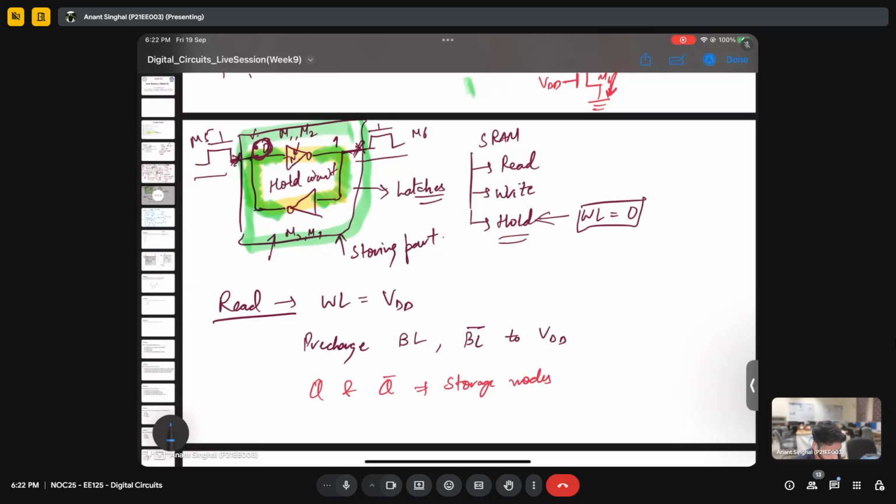So both one should we give to BL and BL dash, sir? Yeah, so we pre-charge them to VDD so that both of the access transistors should work. We are just reading whatever there is in this particular whole circuit.